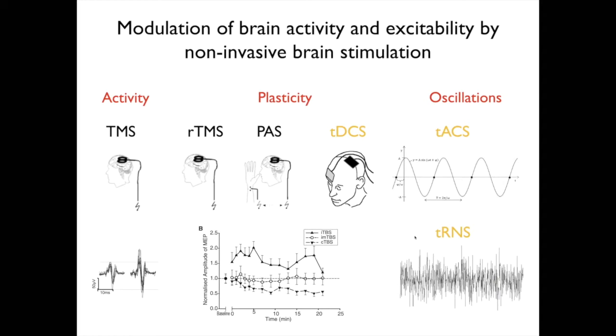We can induce activity in the brain with TMS. We can induce plasticity with rTMS, repetitive TMS, with paired associative stimulation, pairing peripheral nerve stimulation with brain stimulation, but also with transcranial current stimulation, one of the topics today. And we can also modulate oscillatory brain activity with transcranial alternating and random noise stimulation.